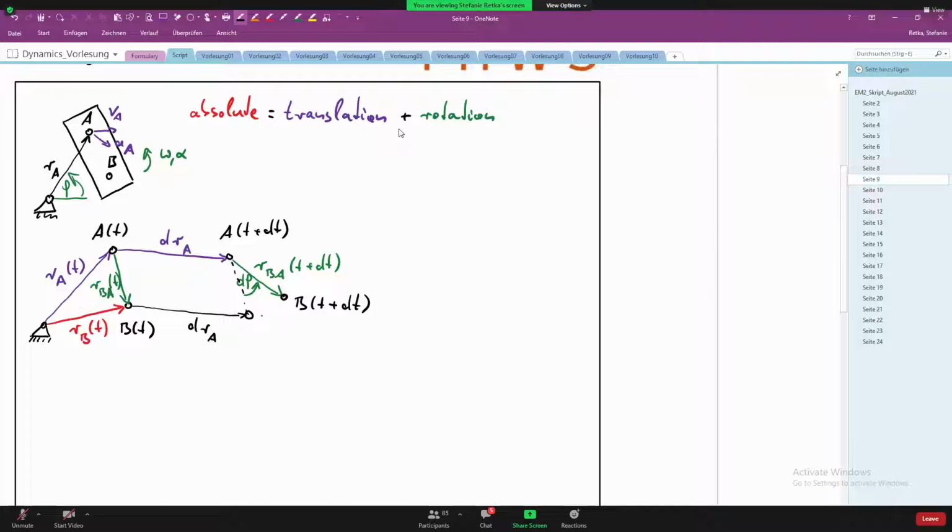Then this point B has moved over here due to the change of orientation between the distances. And the absolute change in motion of point B is this, dR_B.